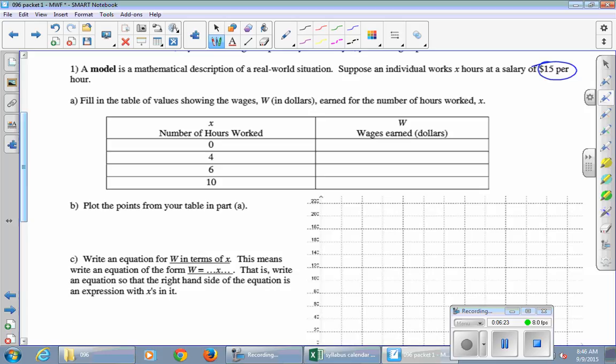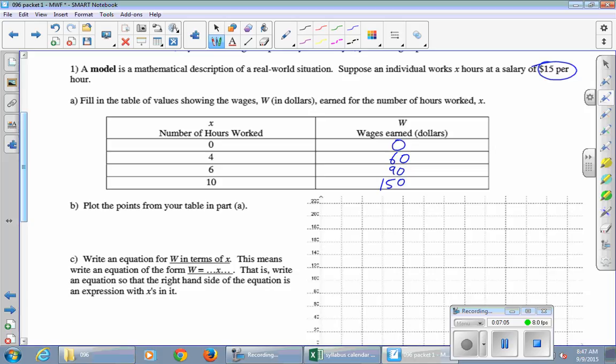Okay, so $15 per hour, that's going to be our salary, and we're going to begin by filling in the table of values below. The first column you can see I'm calling X is the number of hours that we work. Second column we're calling W for wages earned in dollars. So if you work 0 hours, what are your wages? 0. Sad but true. If you work 4 hours, what are your wages? 4 times 15, which is 60, right? So $60 there. And let's fill in the other 2. 6 hours gives $90, and 10 hours is $150.